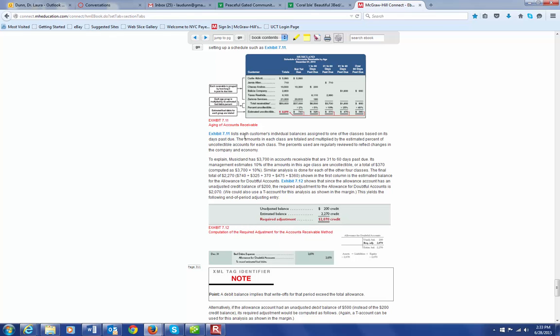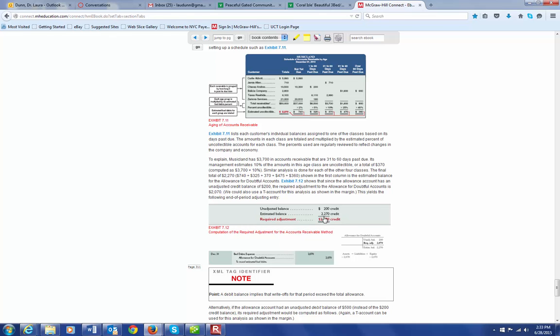So these percentages are going to be different for every company. These are not necessarily what everybody across the country would use. It's just companies have already determined this within their own experience. And so using this method, you figure out the schedule, and then you take these numbers and add them all together, and that becomes your total adjustment.